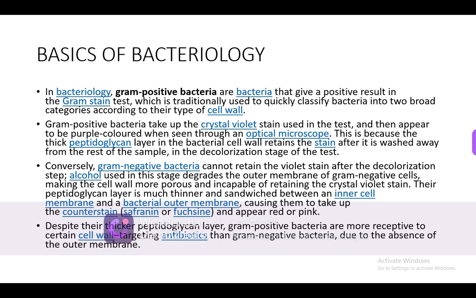Despite their thicker peptidoglycan layer, gram-positive bacteria are more receptive to certain cell wall targeting antibiotics. Because of the thicker peptidoglycan layer, they are more sensitive to the action of antibiotics acting on the cell wall, for example, penicillins.